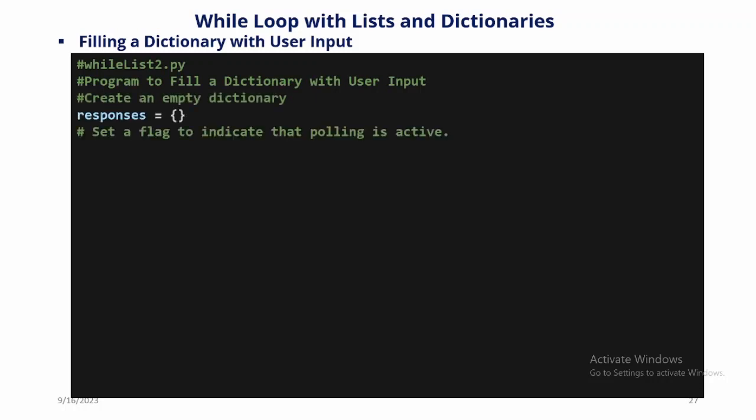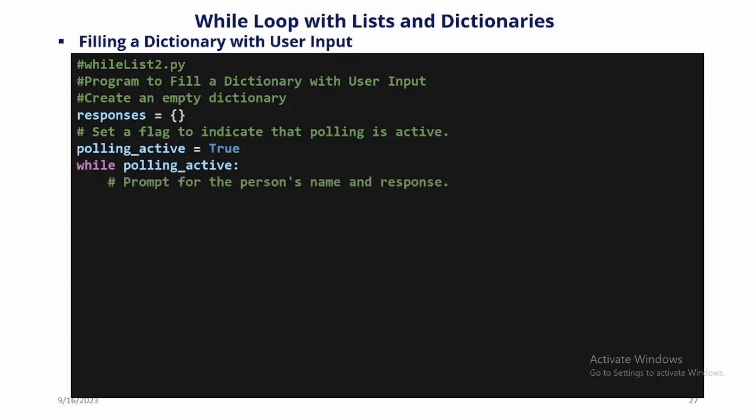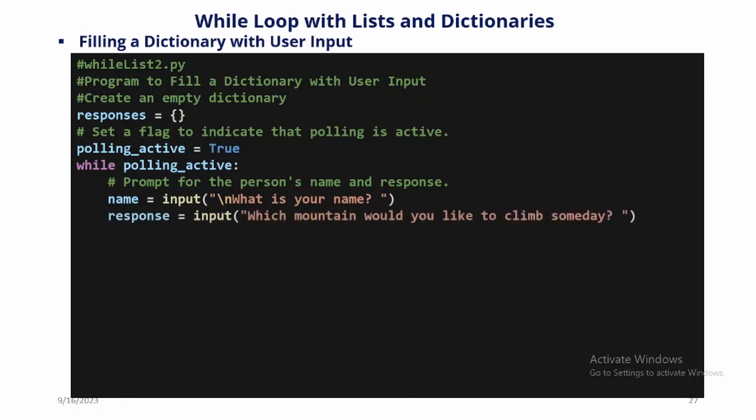We create an empty dictionary and call it responses, and then we set a flag to indicate that polling is active. Polling active equal to true. While polling active, prompt for the person's name and response. We say name, input, what is your name? Response. This is another variable now. Which mountain would you like to climb someday?